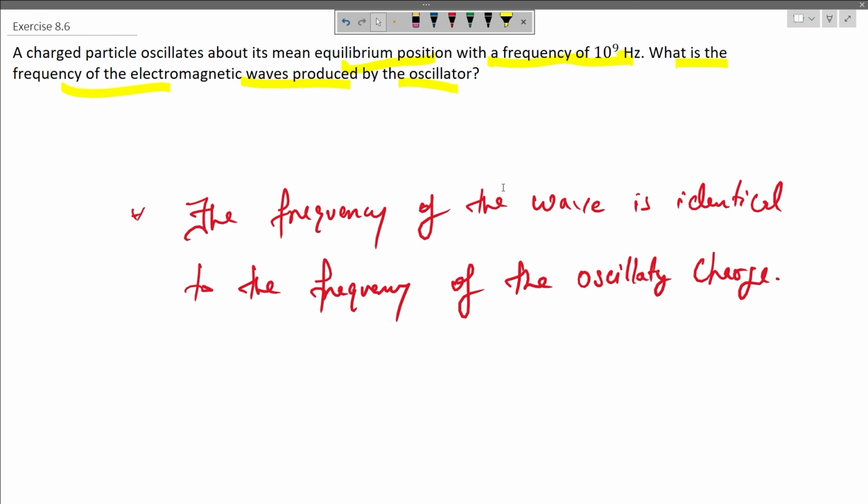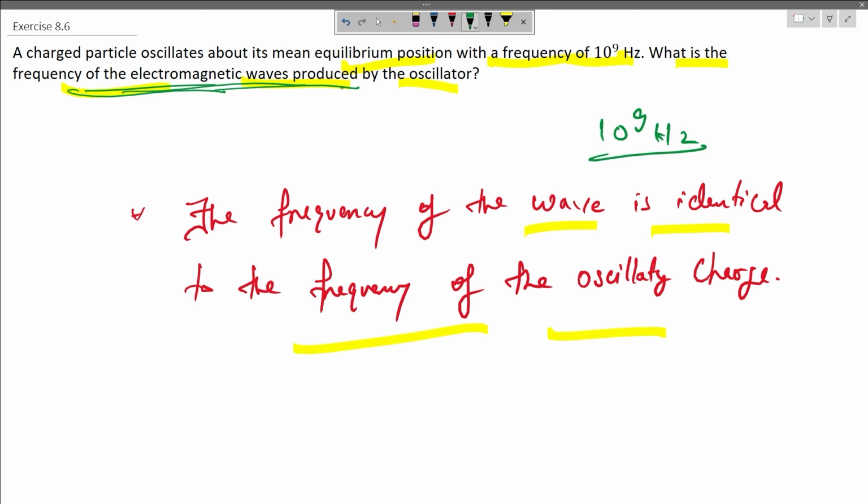So we can say that the frequency of the wave produced is identical to the frequency of the oscillating charge, and it is going to be the same, that is 10 to the power 9 Hz. So the frequency of the electromagnetic wave produced is going to be of the magnitude 10 to the power 9 Hz.